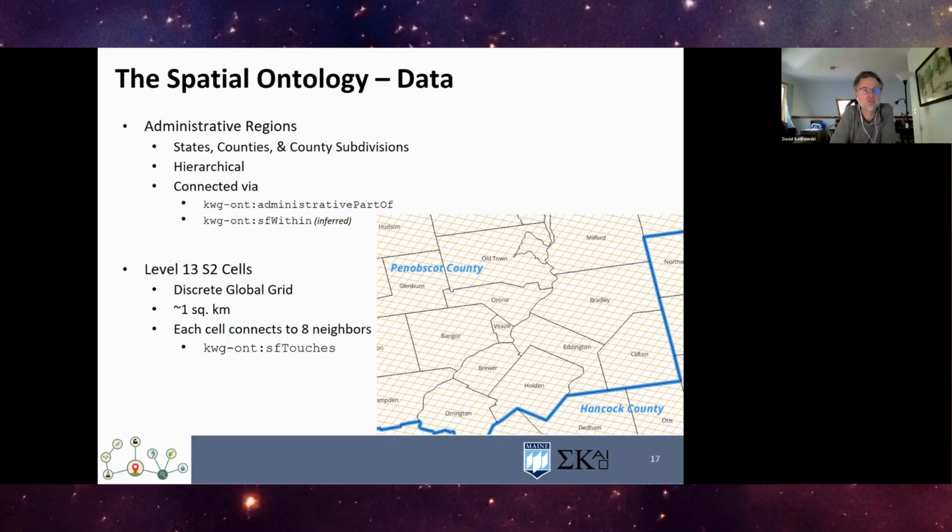Hello, I'm David Kedrowski. I'm a PhD student at the University of Maine, also in the Skylab. And I have responsibility for SAWGraph spatial and hydrology graphs. I'm going to talk first about the spatial graph a bit. Within the spatial graph, there's really primarily 2 types of data that we have: administrative regions, which include states, counties, and county subdivisions, and then S2 cells.